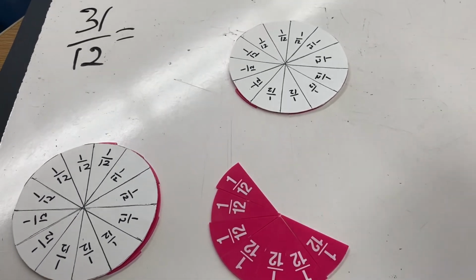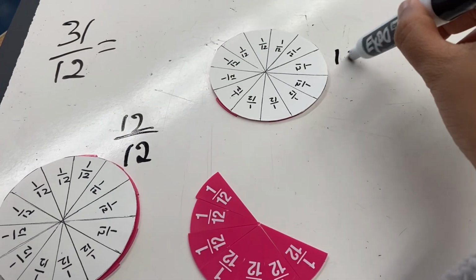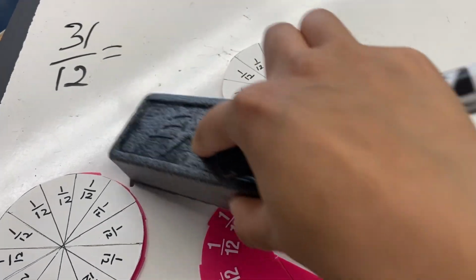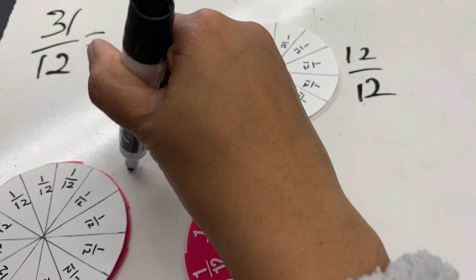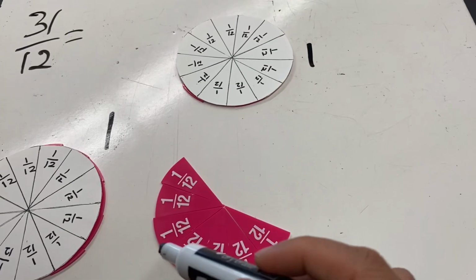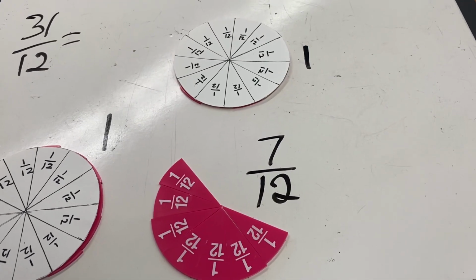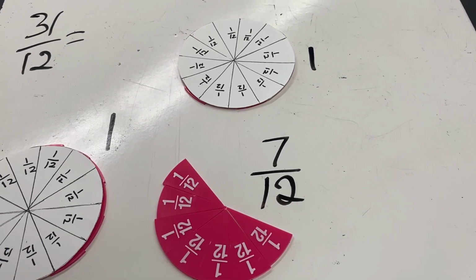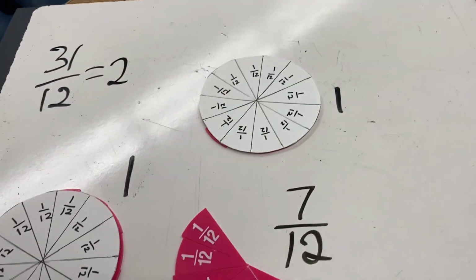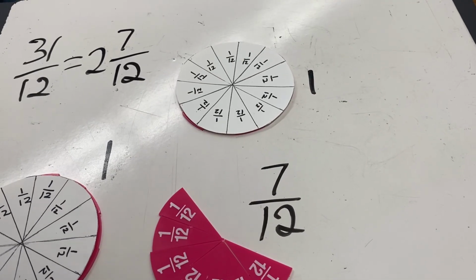Okay. So I have 12 twelfths here and 12 twelfths here. But we know 12 twelfths makes one whole. So this is one whole here, and this is one whole here. I can't make a whole here, so I have to write it as a fraction, 7 twelfths. Now I add the wholes together. 1 and 1 is 2, 2 wholes, and 7 twelfths. That is how you understand what's going on.